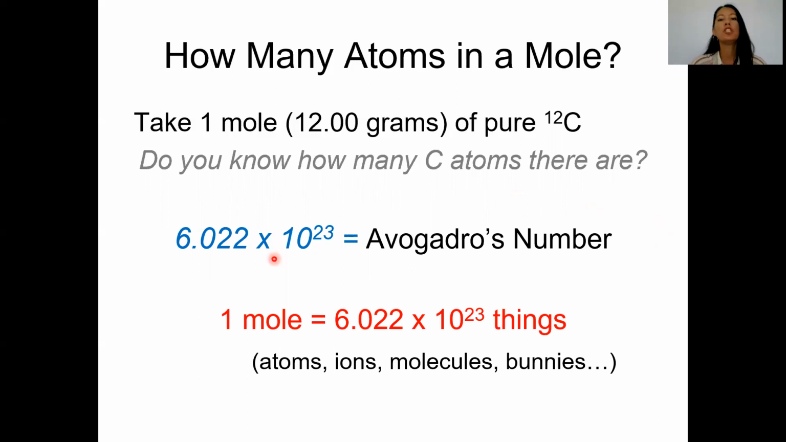This number, it's just a number. Think of it as just representing 6.022 times 10 to the 23 things. That could be atoms of carbon, that could be ions, say OH hydroxide ions, molecules, N2 molecules, bunnies, little kitty cats, whatever. It's a number.